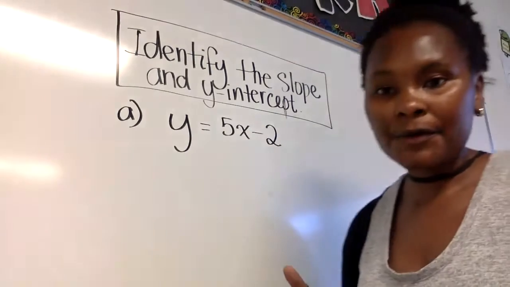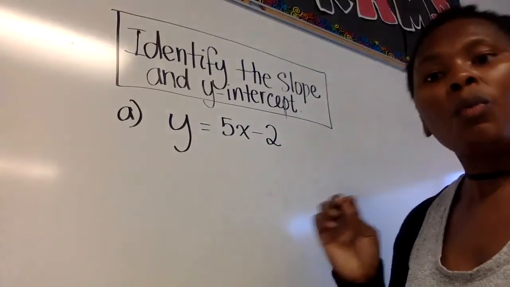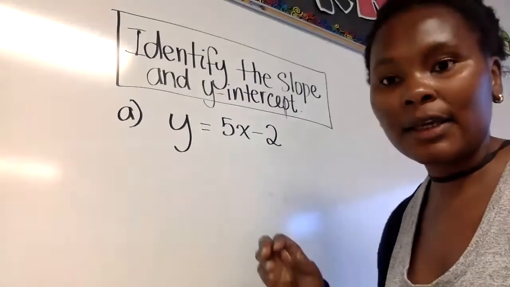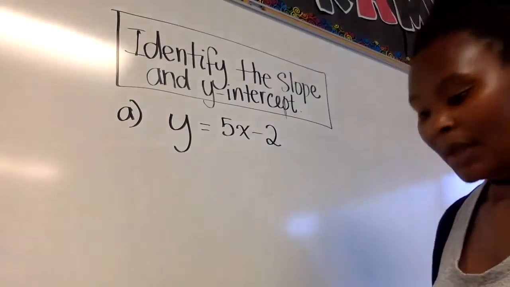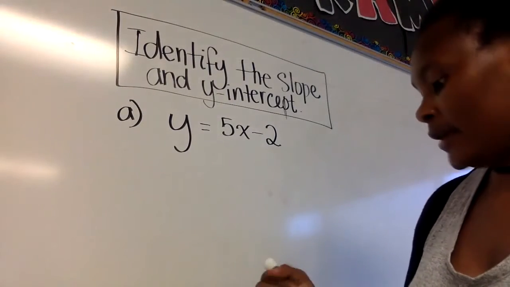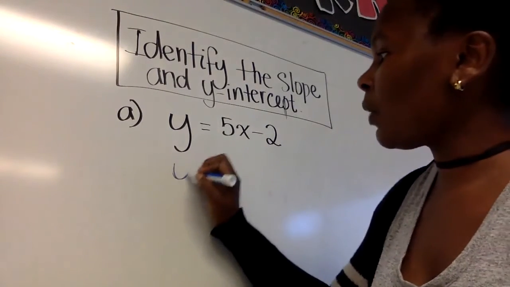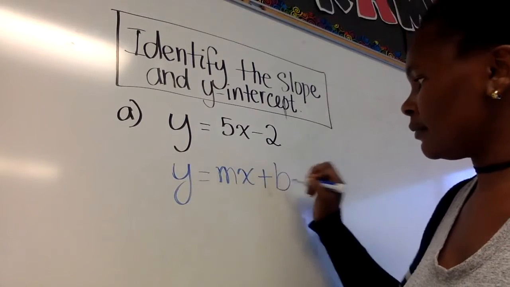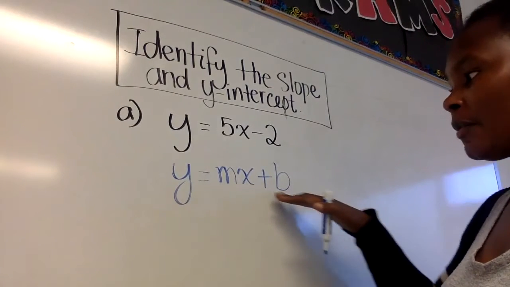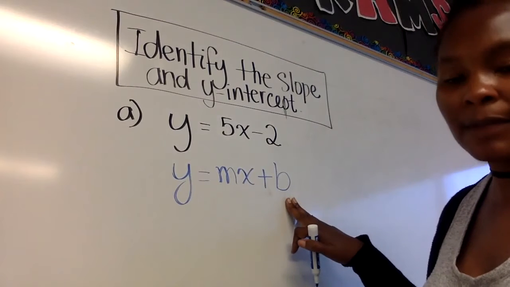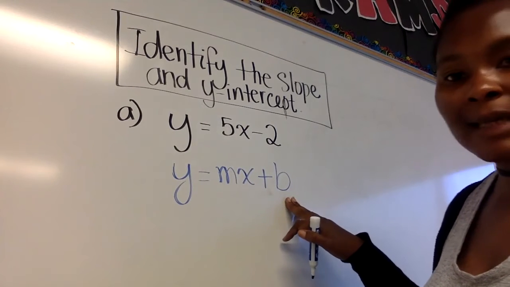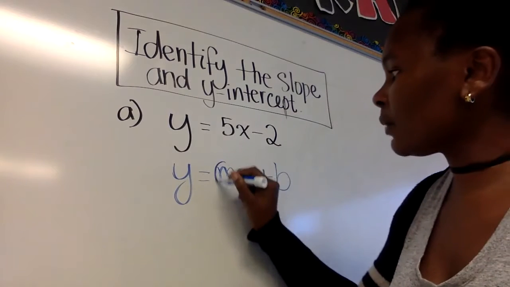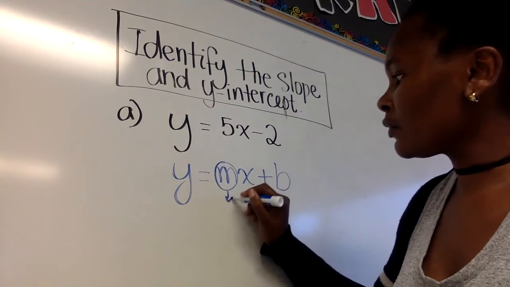The first step is to remember, what is the general equation of a line in slope-intercept form? Some of you might remember that the general equation is y equals mx plus b. You can see here that the m represents what? The m represents the slope.